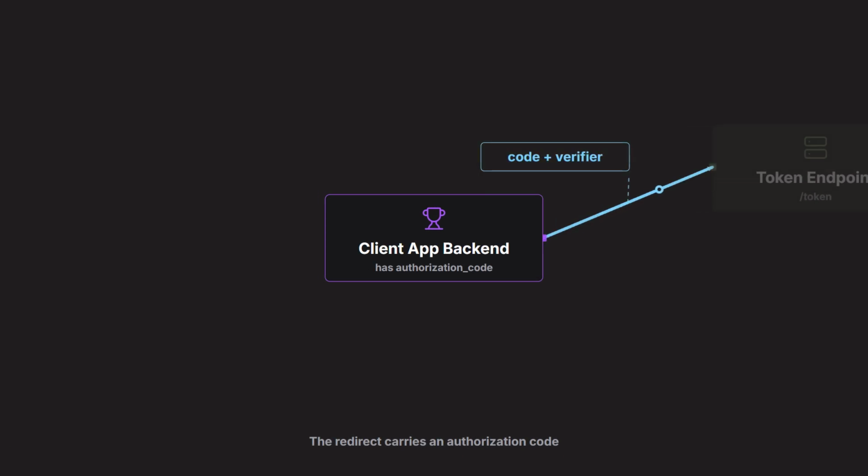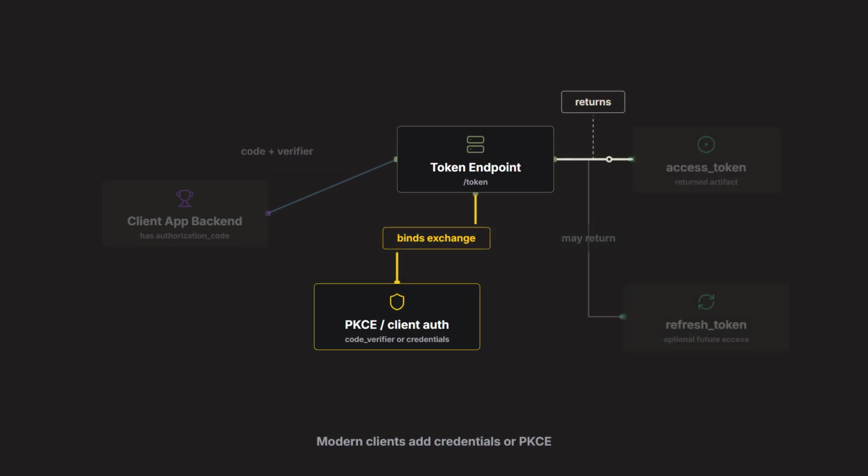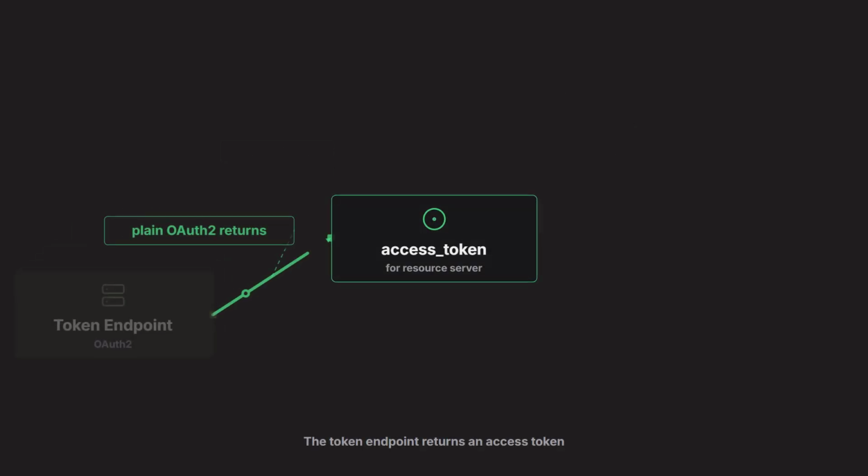After the user approves, the authorization server redirects back to your redirect_uri with an authorization code. Your server then sends that code to the token endpoint. In a modern authorization code flow, it also sends the client credentials or uses PKCE, depending on the type of client. The token endpoint returns an access token.